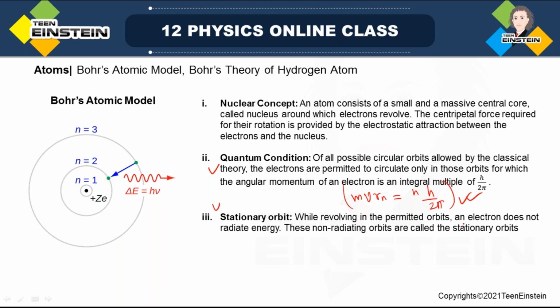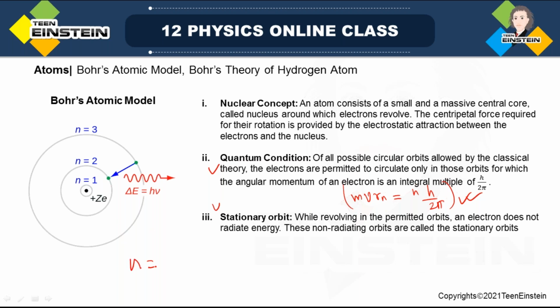So while revolving in the permitted orbits, an electron does not radiate energy. These non-radiating orbits are called stationary orbits. We will be using the words stationary state and stationary orbit many times. So you have to just remember, by stationary states we mean the various stationary orbits.